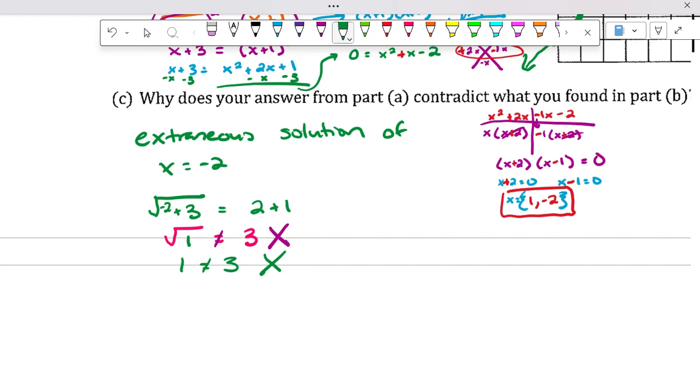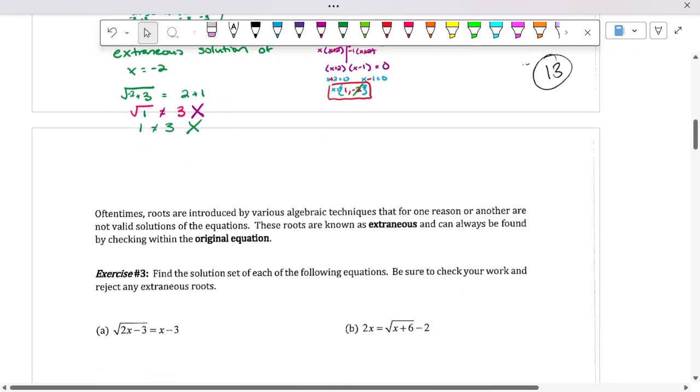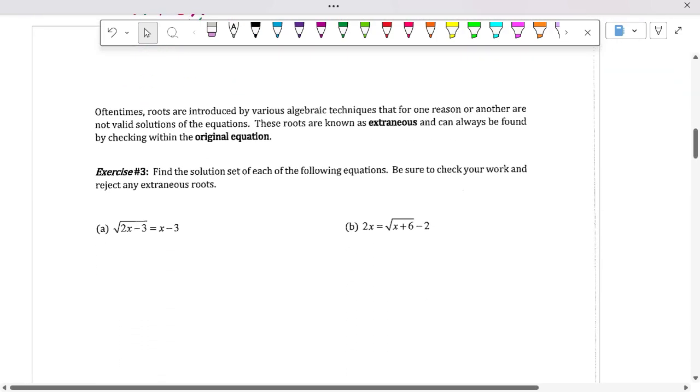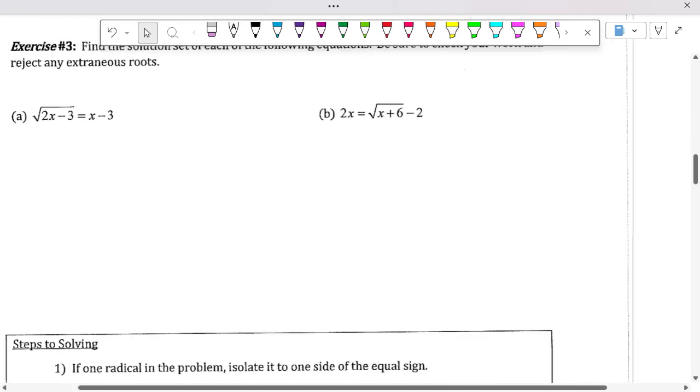So you know what you do with an extraneous solution? You just throw it out. That's why you got to check to see if your solutions work. All right, because sometimes they don't. And it's just this quick thing of just plugging it back in for x. All right. So let's try another one of these. Let's just go for the gusto and do letter B.